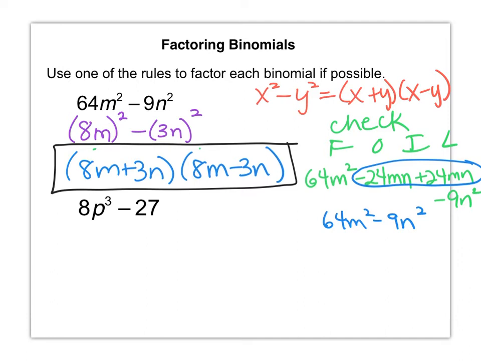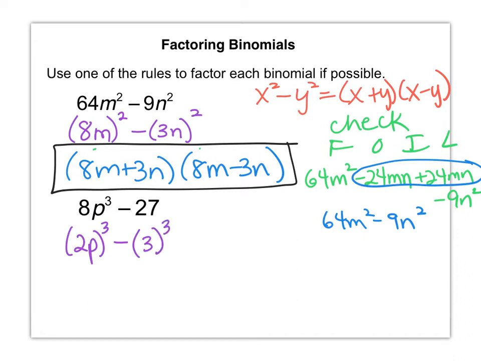The second example, 8p to the third minus 27, looks like the difference of two cubes. 8 can be written as 2 to the third power, so this first term can be written as, in parentheses, 2p to the third power. 27 is also a perfect cube, and that can be written as 3 to the third power.